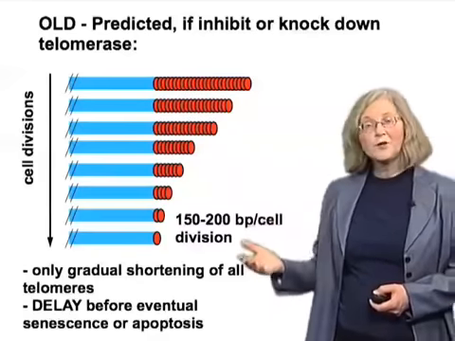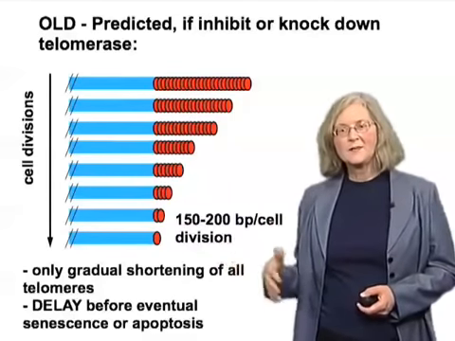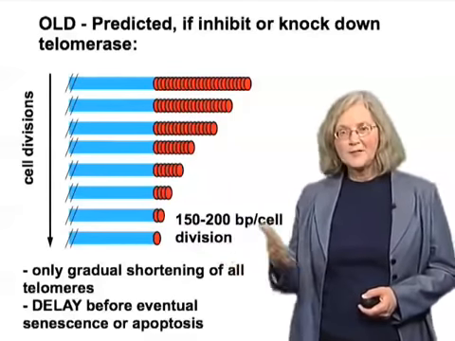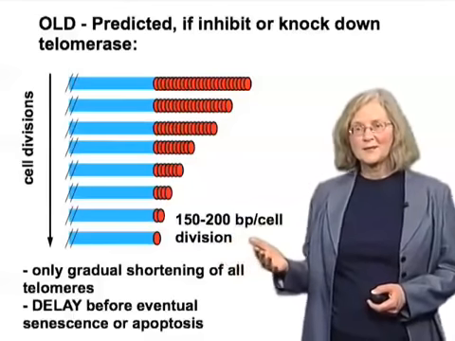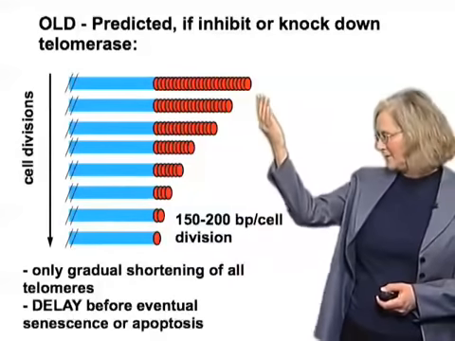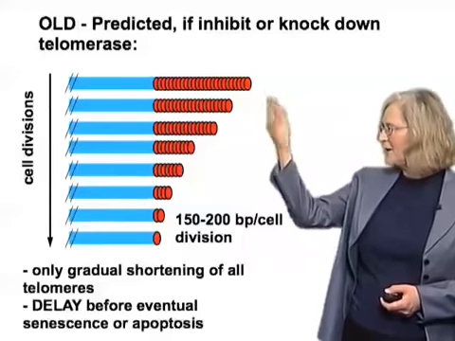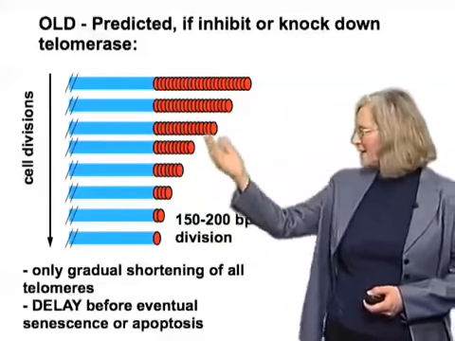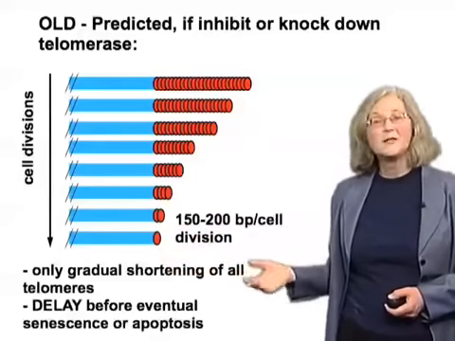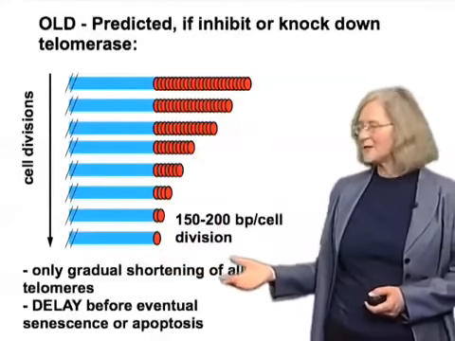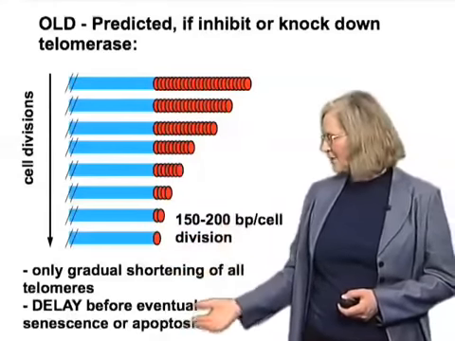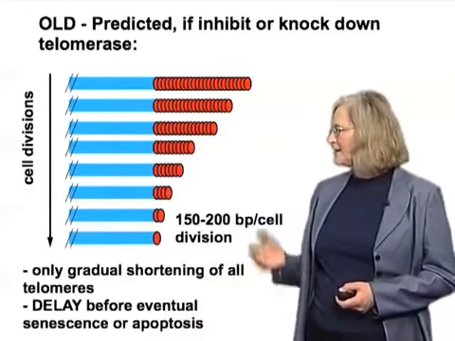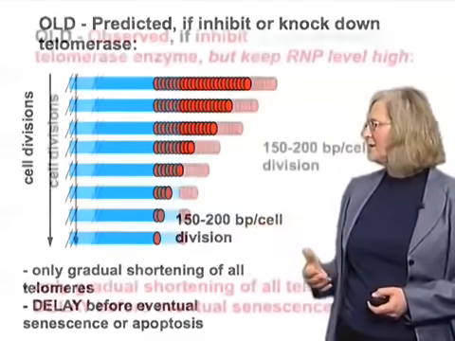Now, I told you that human telomeres are typically made of hundreds, even thousands of base pairs of copies of telomeric repeats. They're thousands of base pairs long. So at this rate, it's going to take quite a lot of cell divisions before the telomere gets short enough that the cells will have this response. So that, in fact, is the prediction.